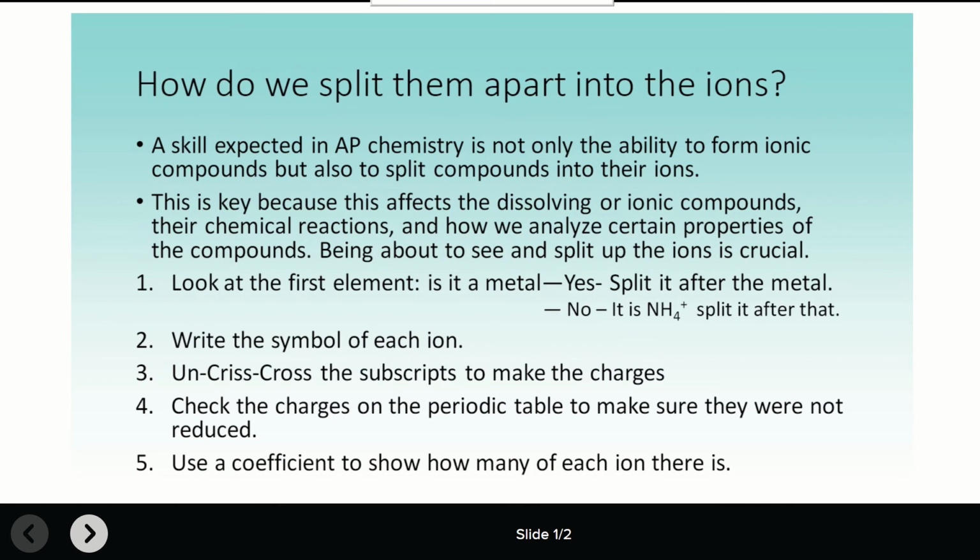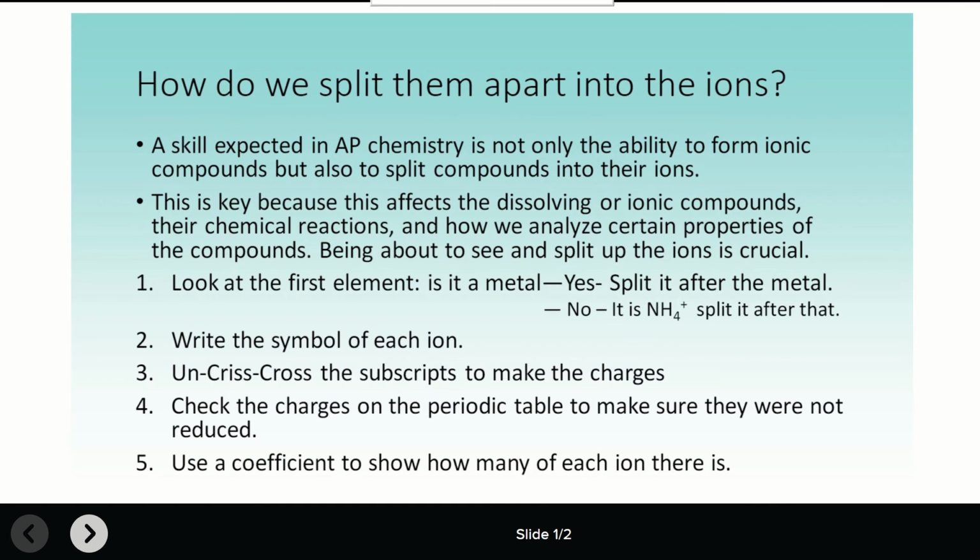The first thing we're going to do is look at the first element in the compound and ask ourselves, is it a metal? If your answer is yes, then we're just going to draw a vertical line right after that metal to split things. If it is not a metal, then what you're going to see automatically is the polyatomic ion NH4 plus, ammonium, and we're going to split it up after that. So it's either a metal, and it can be an alkali metal, alkaline earth, transition metal, it doesn't matter what kind of metal, or we'll see ammonium. Those are our two options.